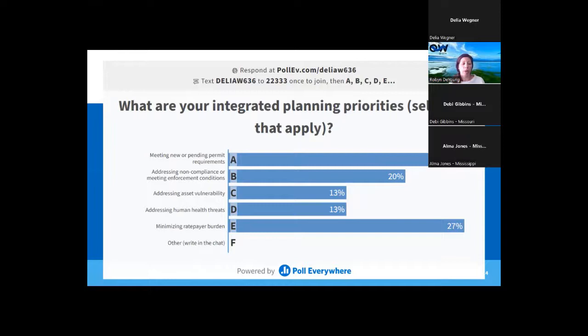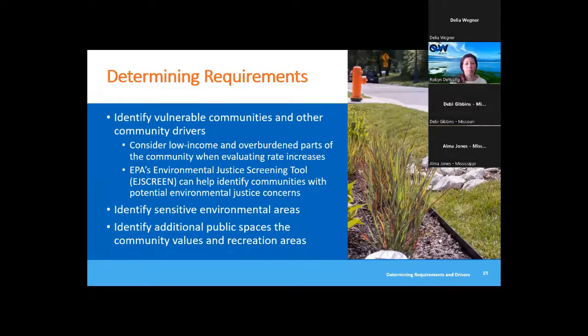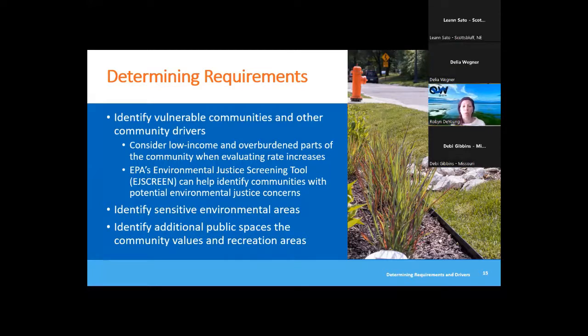Great, okay, so we have new pending permit requirements and minimizing ratepayer burden as the top two, with addressing non-compliance as the next highest. Let's go to the next slide. So determining requirements, identifying vulnerable communities and other community drivers. I'm really curious to know, with a raise of hands, how many of you have low income or overburdened parts of your community that you want to be able to incorporate into a possible integrated plan. If you could raise your hand or put your thumb up, because I'm not sure if everybody has the hand raised part.